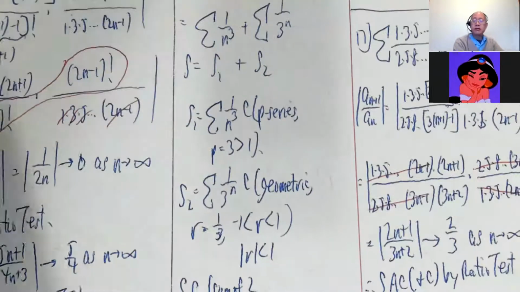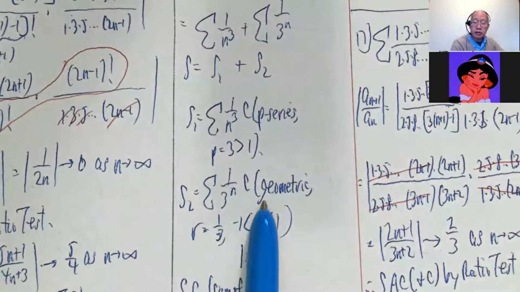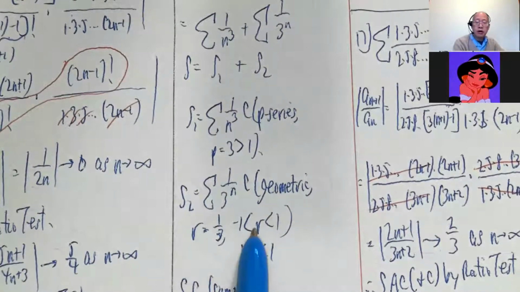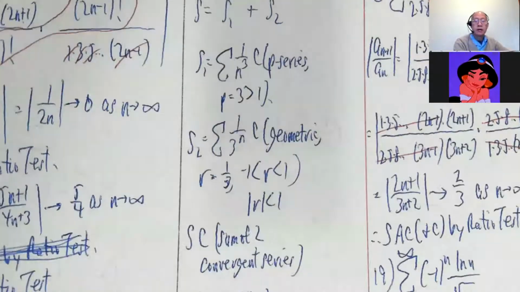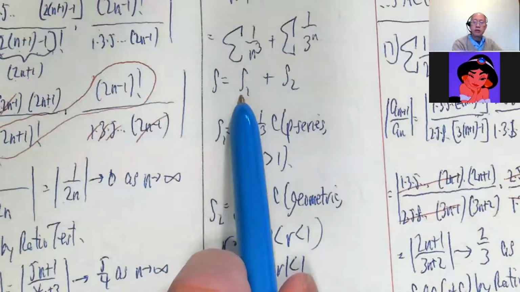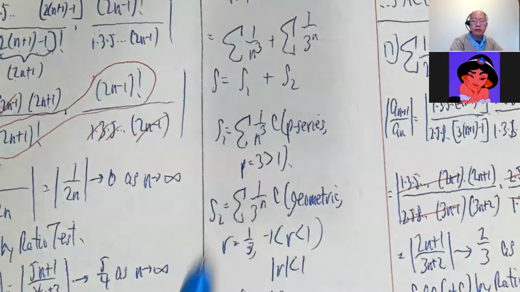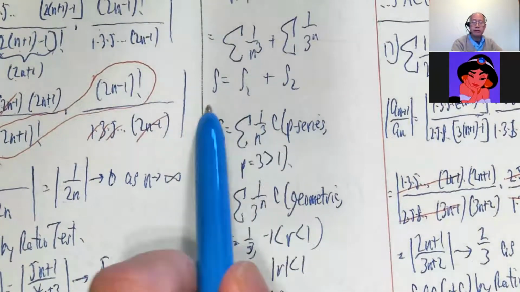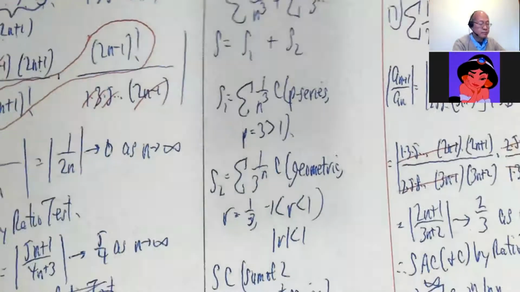And the reason is, you always want to state your reasons. If you don't give a reason, I will take off points. Geometric, common ratio is 1/3, r is between -1 and 1, or absolute value of r is less than 1. Okay. So therefore, the original series is convergent because it's the sum of 2 convergent series. This is convergent, i.e. it's a real number. We don't even know what the real number is, but it's a real number. This is convergent, therefore it's a real number. A real number plus a real number is a real number. Okay. That's how to do that one.